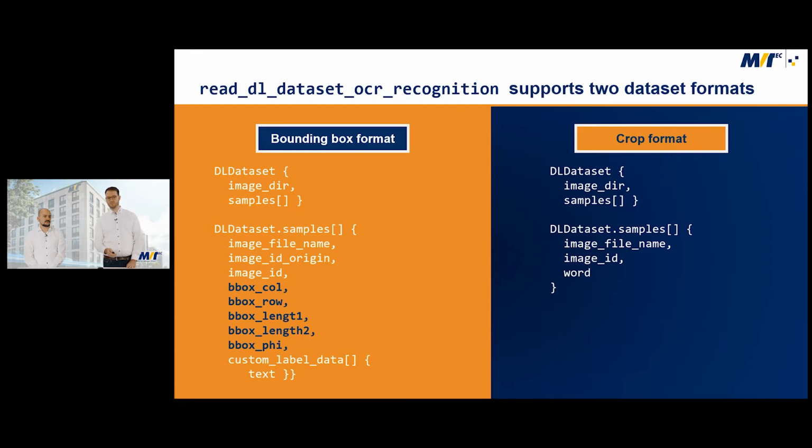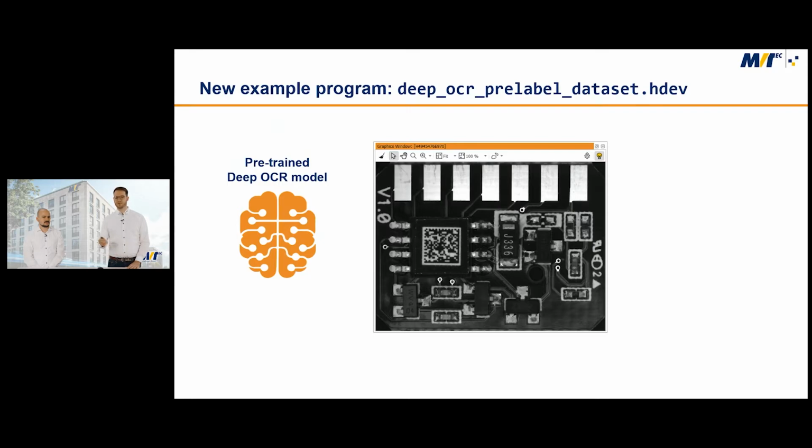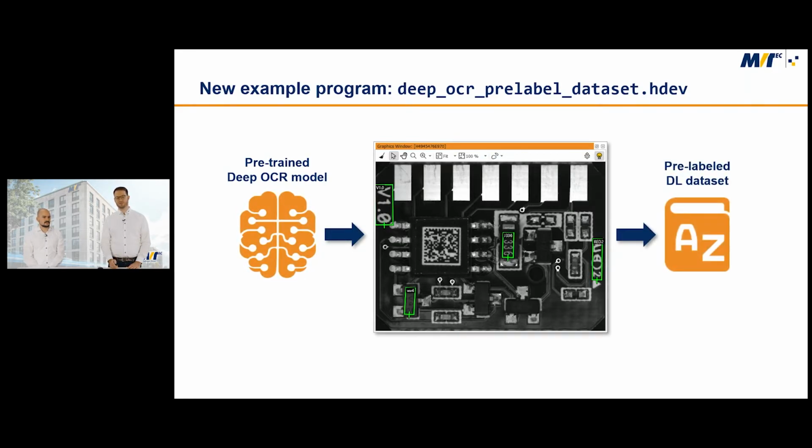Do we have something for this in the deep learning tool also? Yes, actually, you can, for example, use our new example program, DeepOCR pre-label dataset. So you use the existing DeepOCR model to infer on, for example, this image, and then you have a pre-labeled dataset. And as you can see, of course, this is the standard DeepOCR model. It doesn't perform perfectly, but you already have suggested label positions and suggested labels. And this you can use as a starting point in your own labeling then in the deep learning tool.